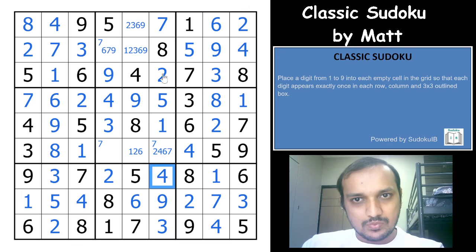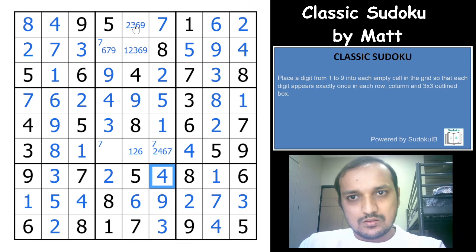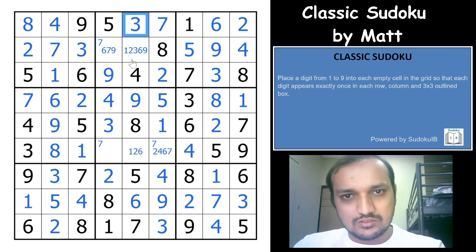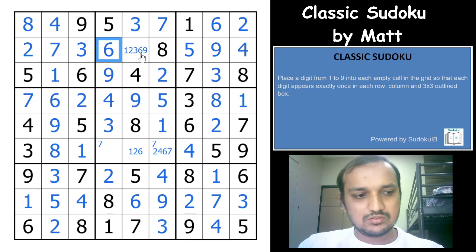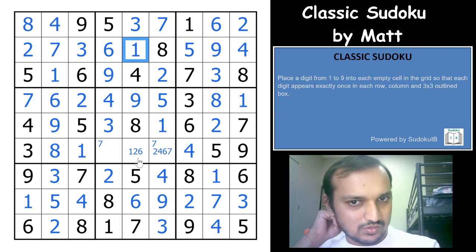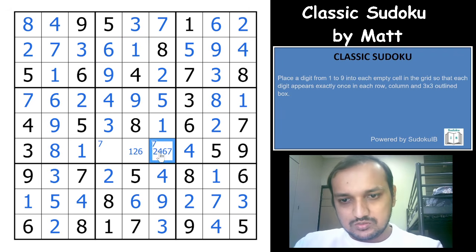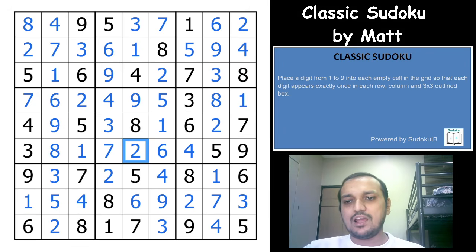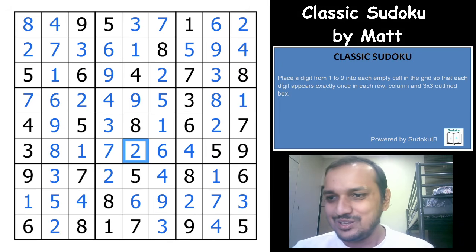here, 2, 6, 9, this would have to be a 3, 6, 1 here, so 6, 2 and a 7, so this is 7 and a 2. What an amazing Sudoku this was.